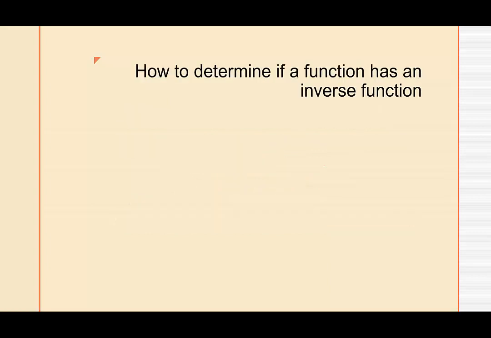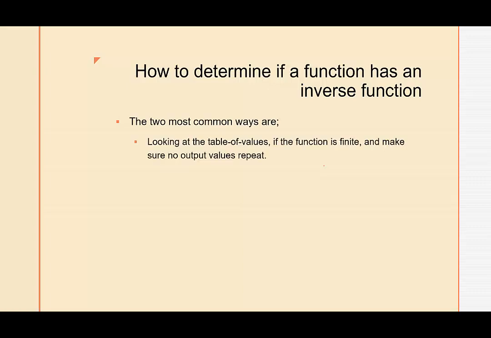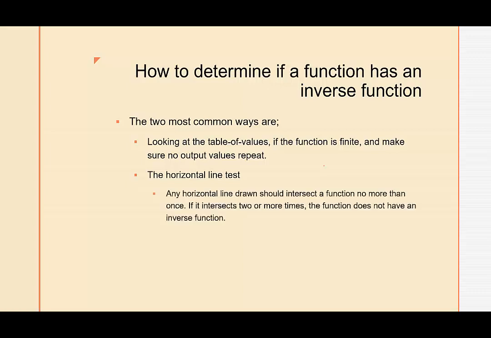How can we determine if a function has an inverse function? There are two most common ways. One is by looking at the table of values if the function is finite, and make sure that no output values repeat. The second way is the horizontal line test. So you might remember the vertical line test, which is how we determine whether a relation is a function or not. The horizontal line test is we draw a horizontal line, and it should not intersect the function more than once. So it can hit it 0 times or 1 time. If it intersects 2 or more times, then the function does not have an inverse function. So no matter where we draw a horizontal line, it should never intersect the graph more than once.